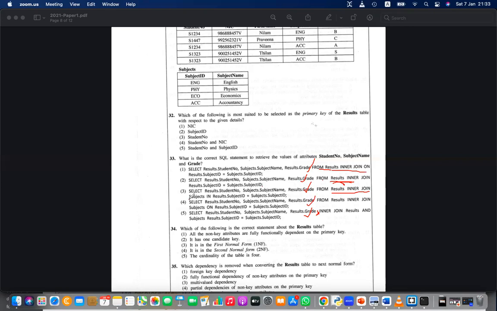Subjects. This has that part: results, inner join, subjects. So this can be a possible answer. But "in" is not a word. You have to use "on" there.